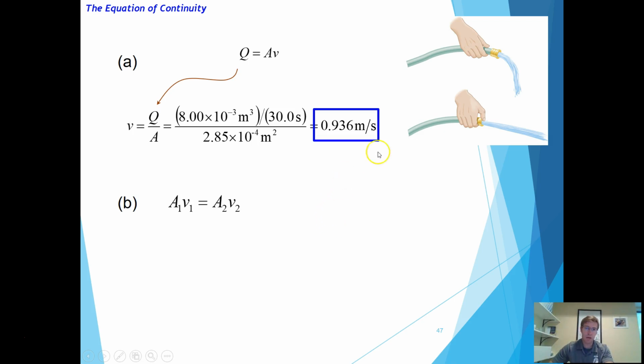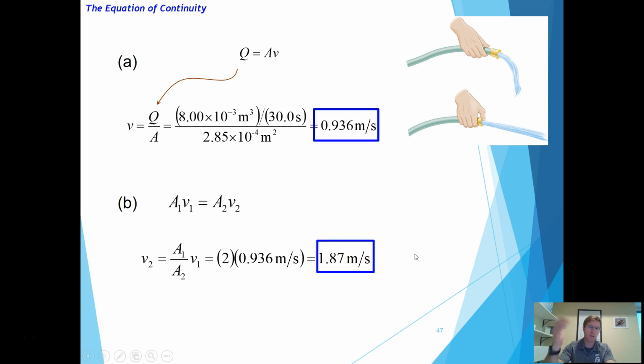Then for part B, we're asked to find the new speed when you cover it up halfway. Well, it's an ideal fluid, right? It's an ideal fluid, so we can use this reduced equation of the continuity equation. And solving for V2, what you find is that the speed just ends up doubling to 1.87 meters per second. So the question is, will you now be able to fill up the water bucket faster? And your answer is no. The water comes out faster, but the quantity of water coming out is the same. It'll still take you the same amount of time, provided you have an ideal fluid.